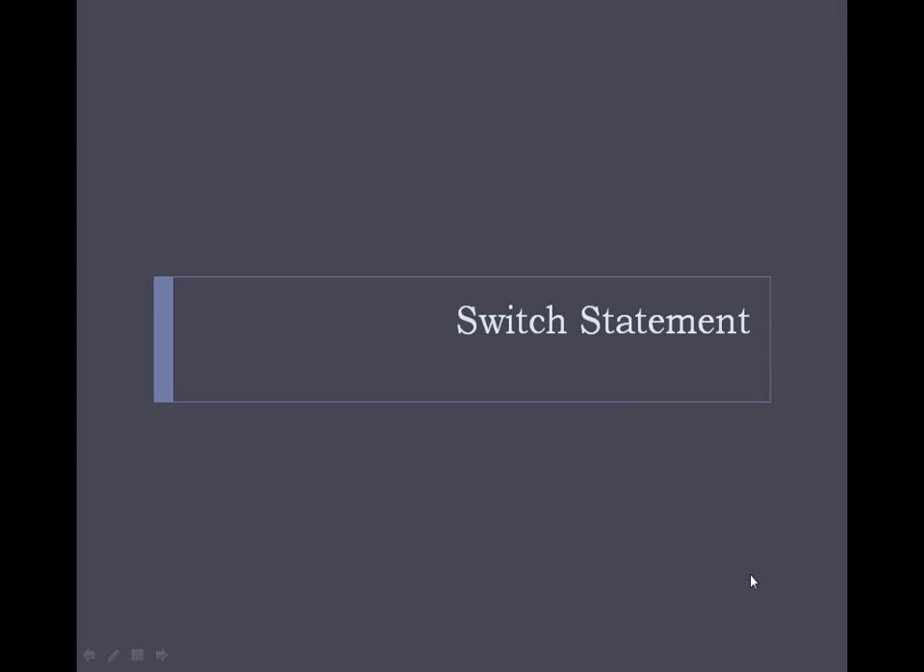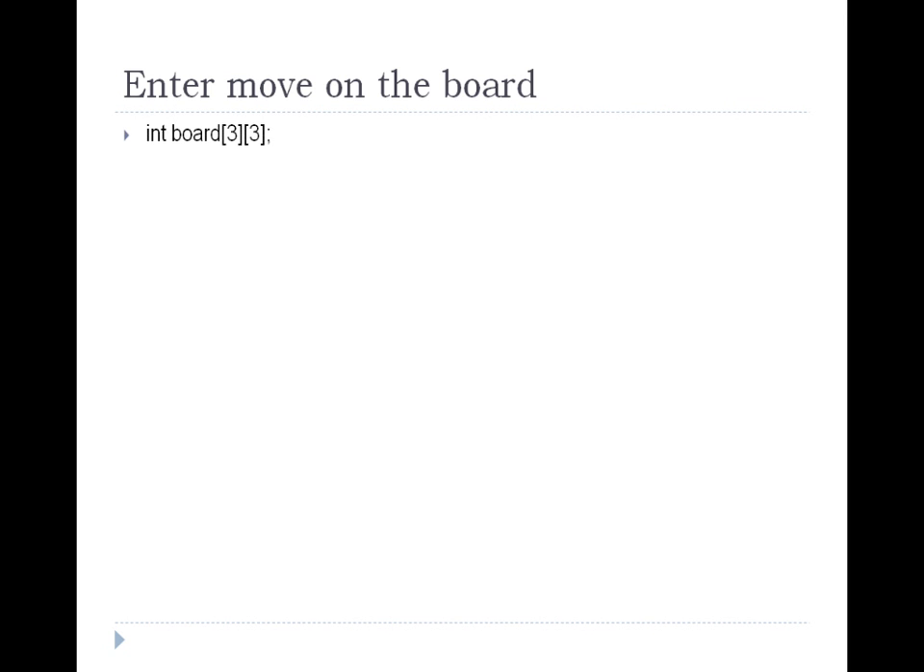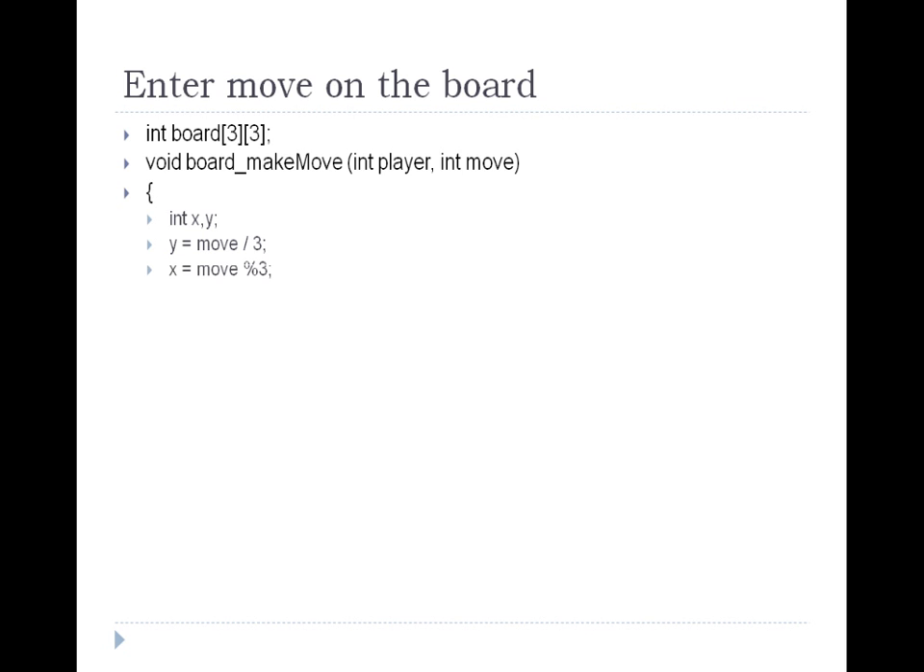Welcome once again, and now we'll be talking about the switch statement in C. We are using the Tic Tac Toe game development as an example to understand programming in C language. Last time we discussed how the move can be translated into XY positions, and we are going to use a function and a switch statement to actually populate the board with X and O, which are the symbols of player 1 and player 2.